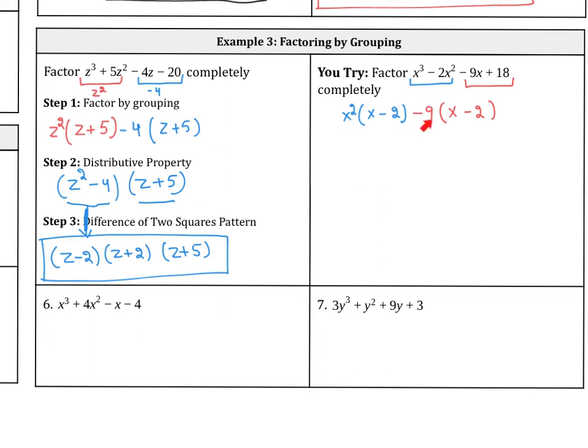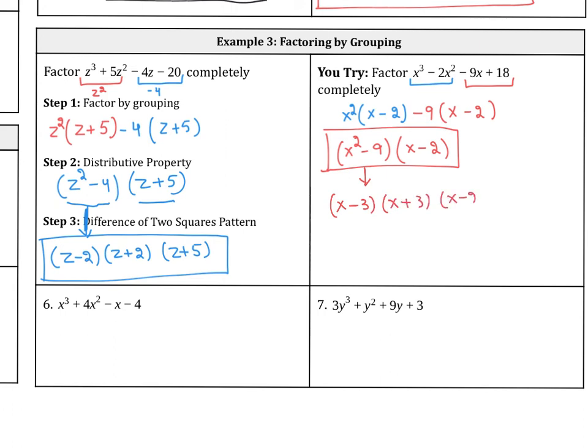So x squared minus 9 goes into one bracket and x minus 2. Just think of it as if you are distributing x squared with x minus 2 and then distributing negative 9 with x minus 2. In order to apply factoring by grouping properly, you're going to have these two factors the same. Now we are going to break this factor more, that is x minus 3, x plus 3 times x minus 2. So this is a complete factorization.